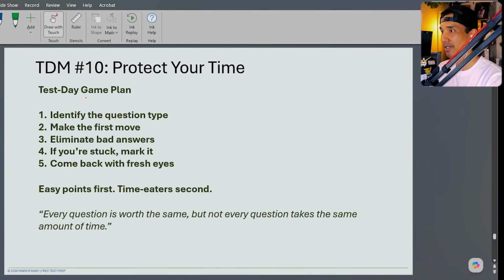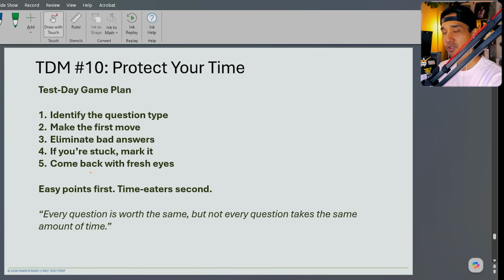Test day game plan: identify the question type, make the first move, eliminate bad answers. If you're stuck, mark it, and then come back with fresh eyes. Okay, easy points.